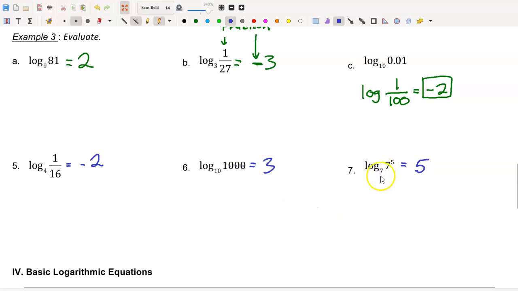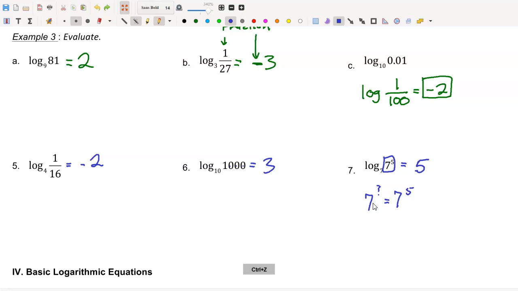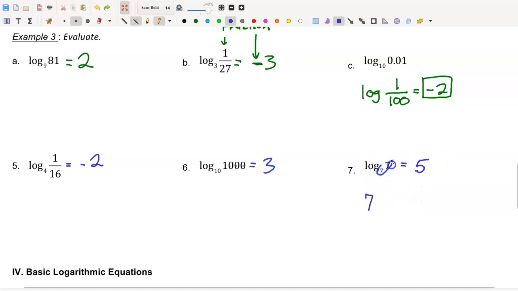And then over here we got 7. This is asking 7 to what power is this? 7 to the 5th. So that makes the answer 5. And you'll notice this and many other rules that we'll come across, that if these are ever matching the same exact thing, the answer is always the exponent. So you can use that as a shortcut. Okay. As long as those match, answer is the exponent.